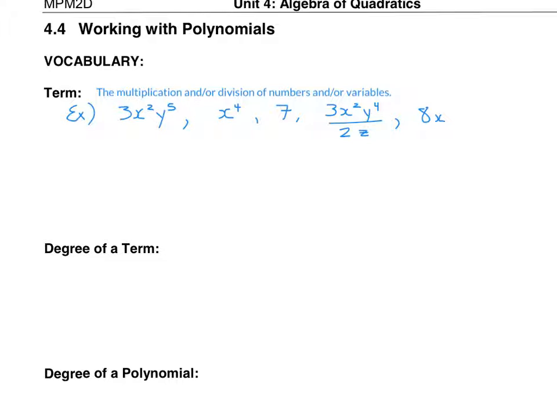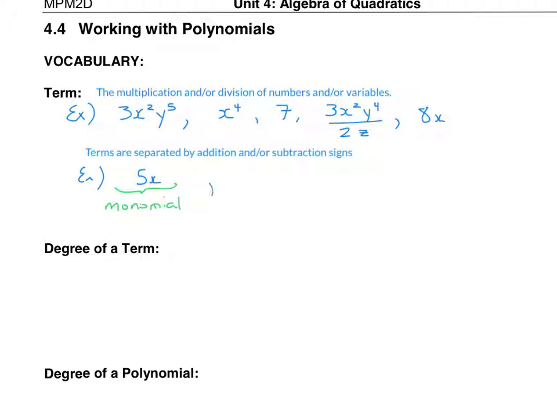So those are all examples of terms, and when we're talking about terms, we can also talk about how many terms we have. Terms are actually separated by addition and subtraction signs. So terms are separated by addition and or subtraction signs. And for example, we could have 5x. That is a single term. And when we have a single term like that, that's referred to as a monomial. And I believe we discussed that earlier this semester. Monomial.